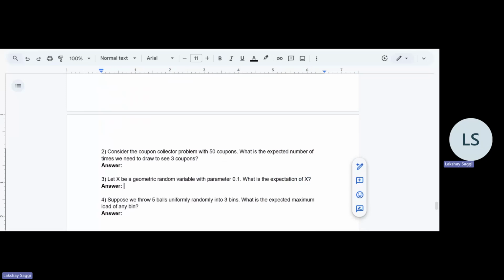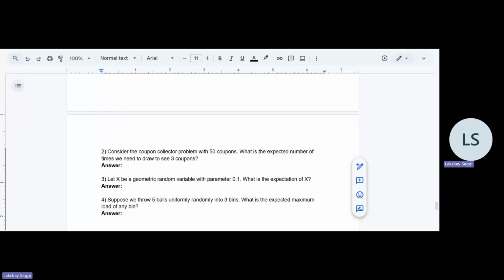Similarly, this random variable X takes the values 1, 2, 3, 4, till infinity, and the probability associated with, let's say, X equal to 1 will be p, because the heads comes up on the first try with probability p.